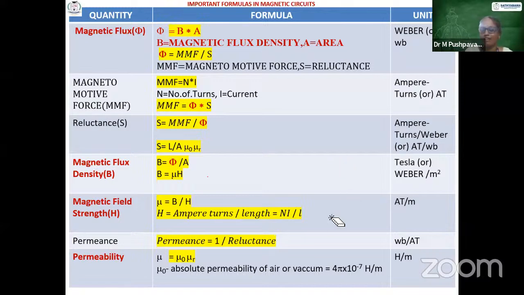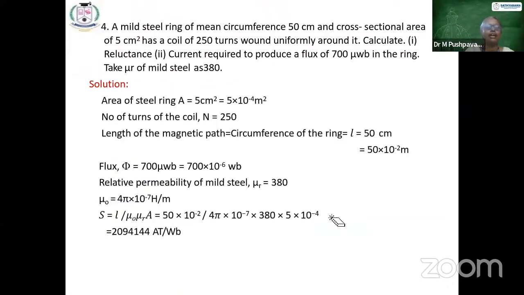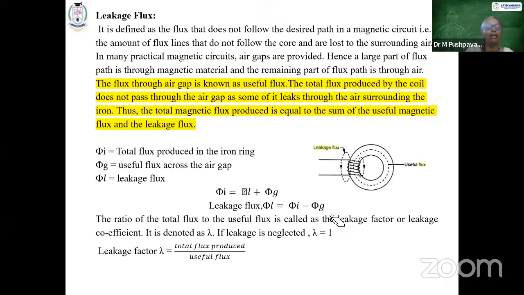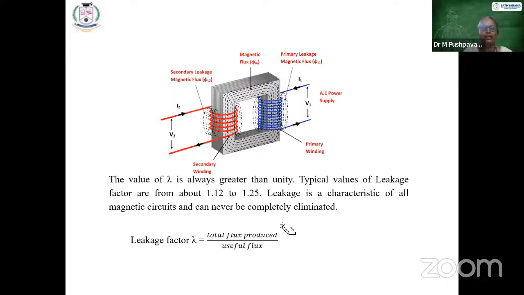I hope you have written the formulas. The next important formula is the leakage factor. Take down that formula: leakage factor is equal to total flux produced by useful flux.